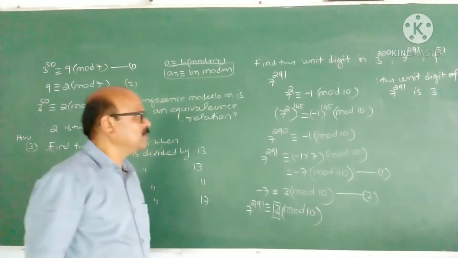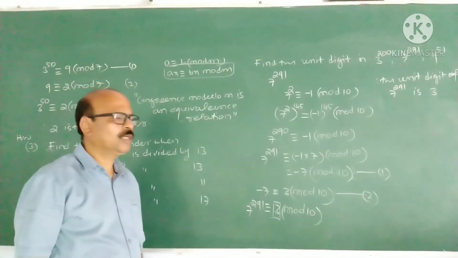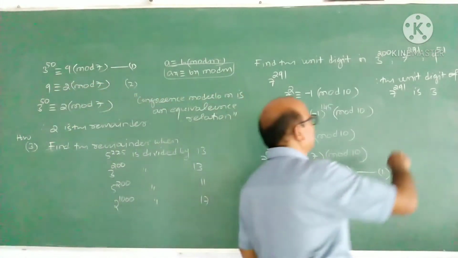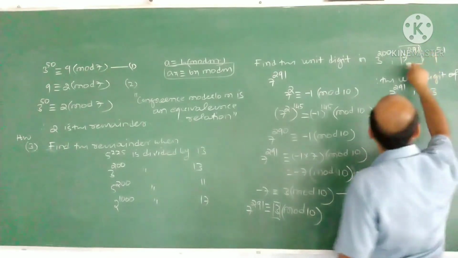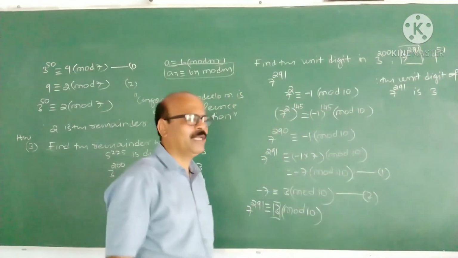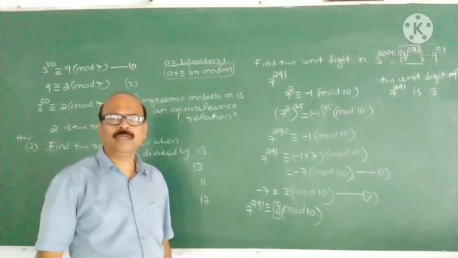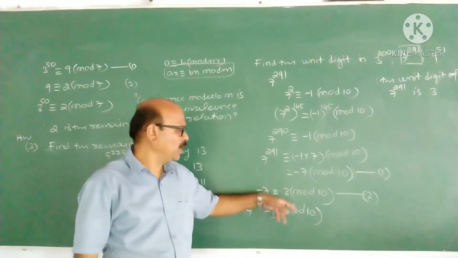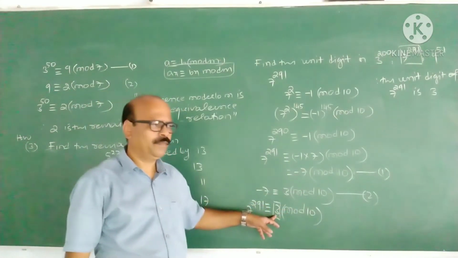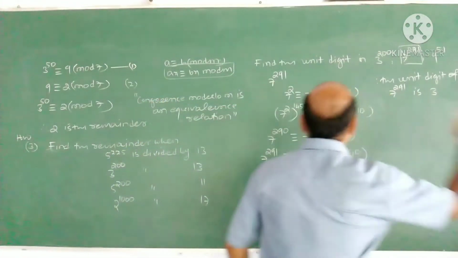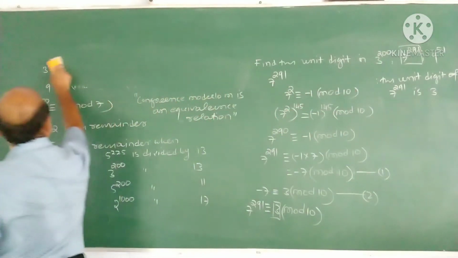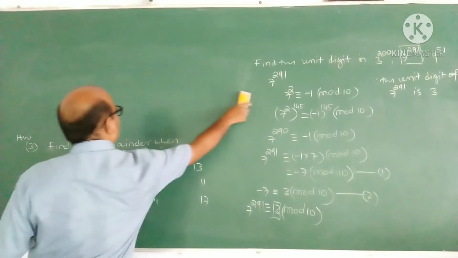These are some problems where we can use congruence modulo. Here, if you find out 7 raised to 291, it is a very big number. But we have not calculated that number; using this technique, we have obtained the unit digit. The remaining 2 problems are exercises. Try to solve the 2 problems.